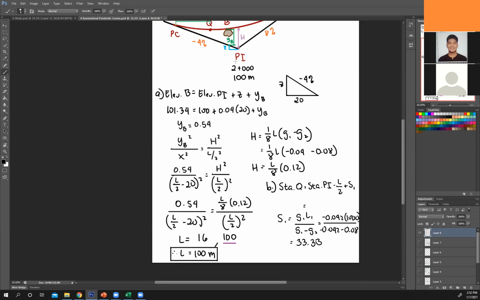So station PI, that's 2000 minus 50, that's L over 2. Then plus 33.33, that is station Q, 1983.33. There.